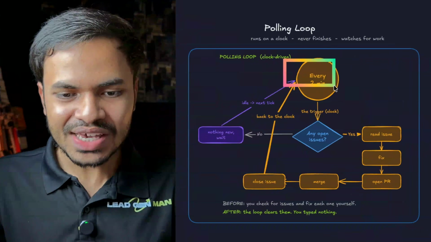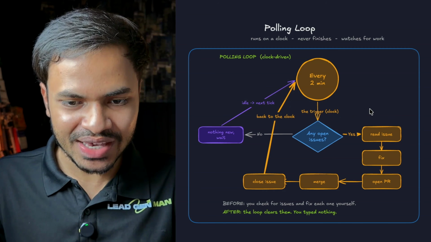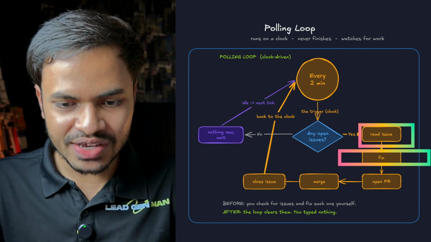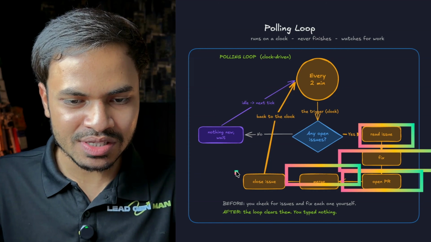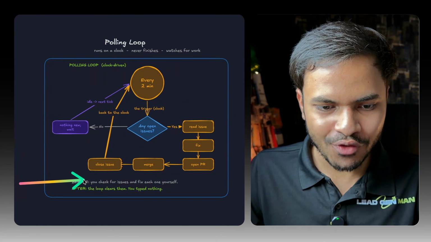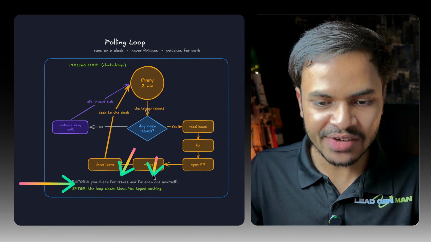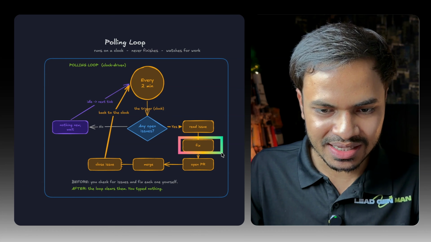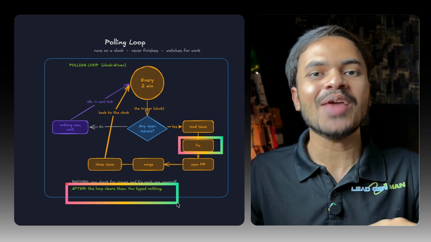For example, we have this loop that will run every 2 minutes to find any open issues. If yes, then it will read the issue, fix it, open a PR or pull request, merge it and close the issue on its own. So before, you had to check the issues yourself and fix each one of them individually in all of these steps. But with loops, it will automatically clear them out and you haven't typed anything.